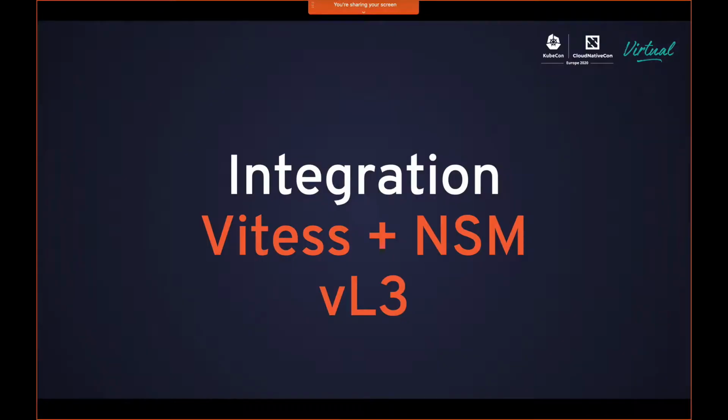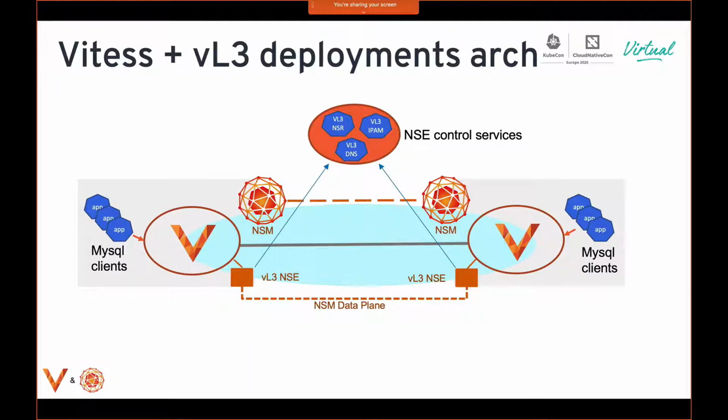So now we're going to transition into how Vitess and NSM are integrated with the virtual layer 3 NSEs. Like in the previous slide with the example for the NSEs, we now have a Vitess deployment in the connectivity domain that spans multiple clusters. The Vitess deployment has multiple pods, and there are multiple reasons for those pods to communicate with instances of different pods in the other clusters.